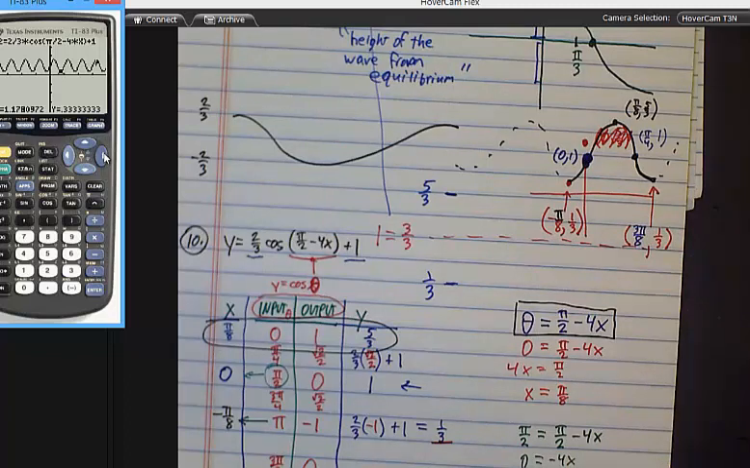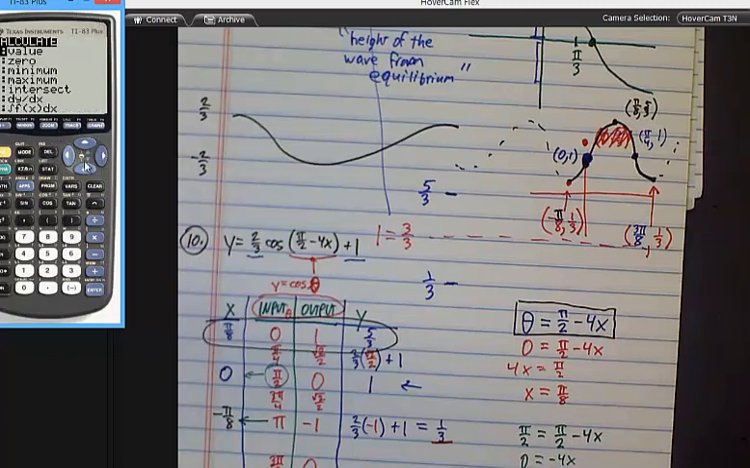Now, some of you are at your breaking point. I see it. You say, I can't count like that yet. Let me see if I can help. By the way, just to check, if I hit second calculate a value, and let me type in 3 pi divided by 8, enter. There it is, 1/3.